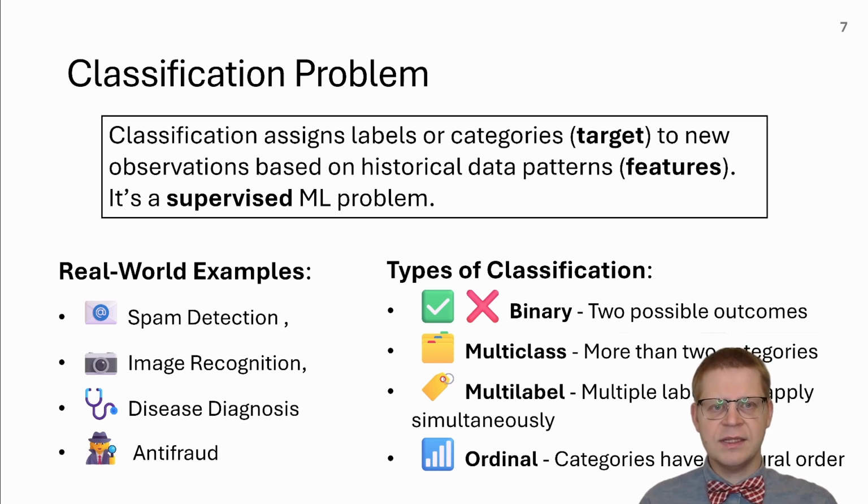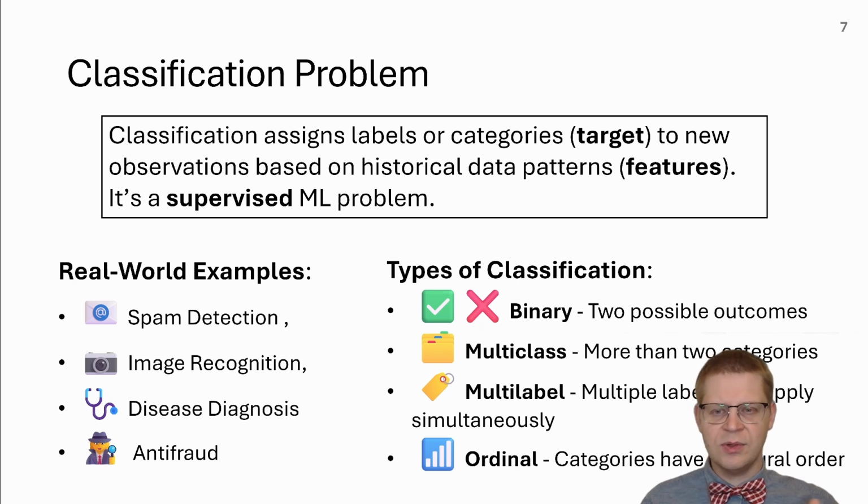Classification assigns labels or categories, that's a target, to new observations based on historical data patterns, features, and that is a supervised machine learning problem, since we do have labels, we do have targets. Some examples, let's say spam detection, so it's like binary. Is it spam or not spam?